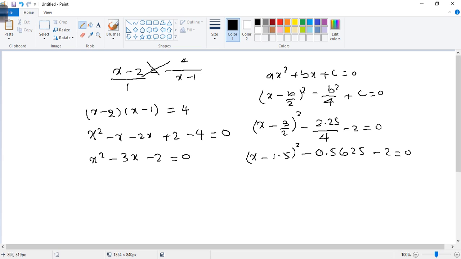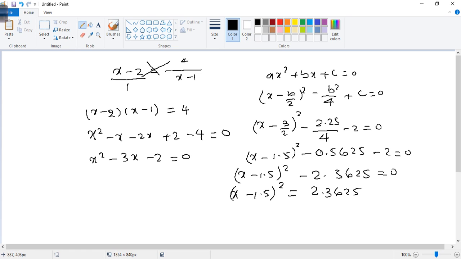Now we add these two together, it will be x minus 1.5 squared minus 2.5625 equals 0. We move this number to the other side. It will be x minus 1.5 squared equal 2.5625, and then we square root both sides.